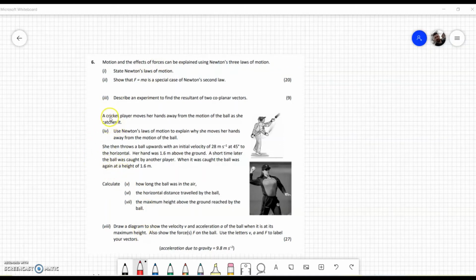So in this case, a cricket player moves her hands away from the motion of a ball as she catches it. So what that means is that the cricket player makes contact with the ball just around here, but as they make contact with the ball, they swing their arms down as they catch the ball. And as you can see, that means they're in contact with the ball for a longer time as they're catching it. So we have to explain why this is, and it tells us to explicitly use Newton's laws of motion to explain why she moves her hand away from the ball.